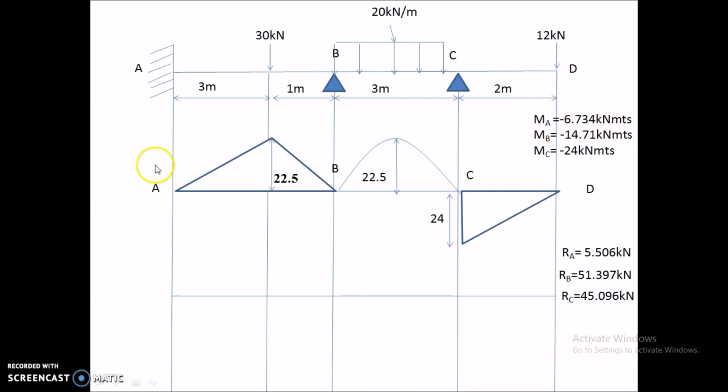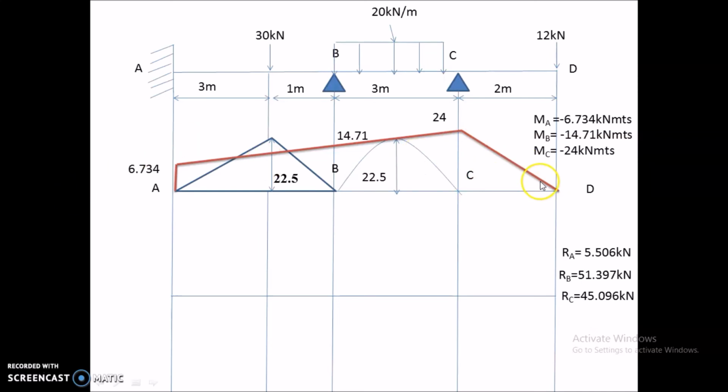So the MA value is minus 6.734 and I mark it here. And now here the MP value is minus 14.71 and MC value is minus 24. I'm marking it and joining all the points with a straight line. So now here it is minus 24 and MD is 0. So I have joined it. Since I had marked this minus 24 here, I will delete this one. So this will be my bending moment diagram.